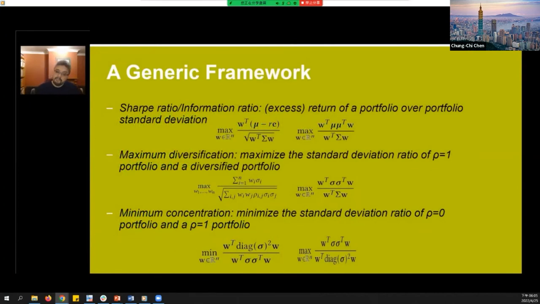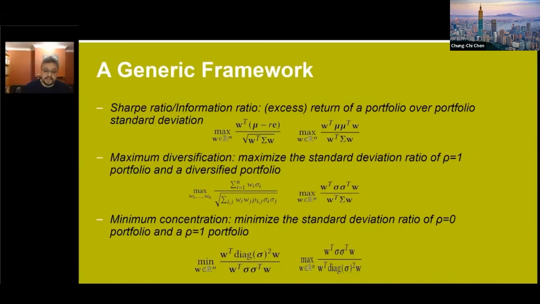Now, looking back at the previous slides, when we look at the Sharpe ratio and information ratio, you're looking to maximize excess return, or return over the portfolio standard deviation. In the expression on the left, the W stands for a vector with the allocation in your investment universe, U stands for the expected return, R is the risk-free rate, and sigma is the covariance matrix of all the individual assets in your universe.